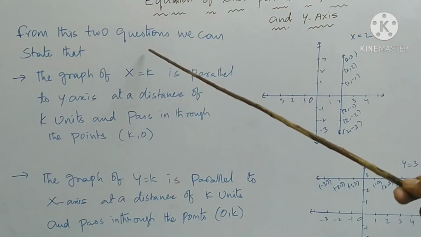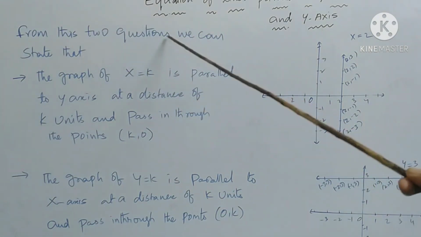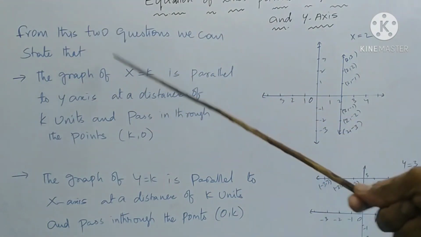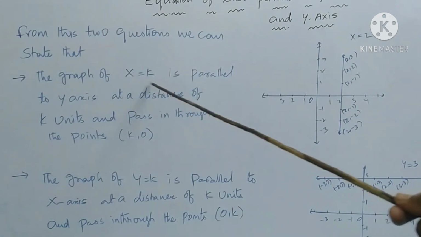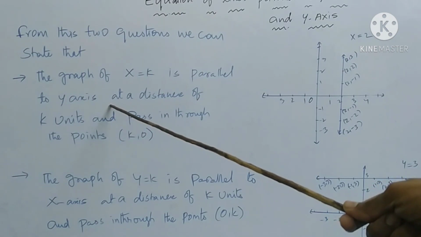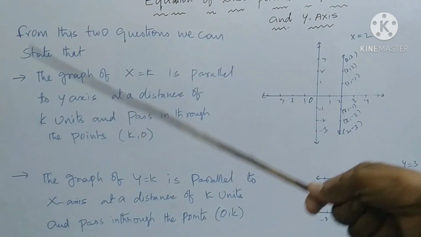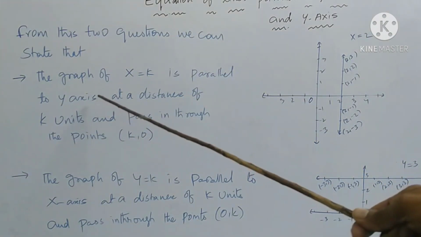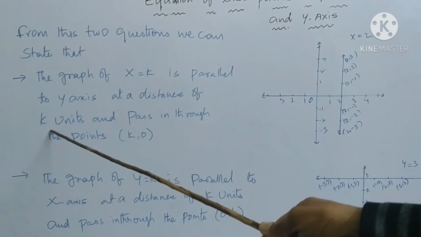Finally, from these two questions we can state that the graph of x is equal to k is always parallel to the y-axis at a distance of k units. Here the value of x is 3. Here the distance from the y-axis is also 3.